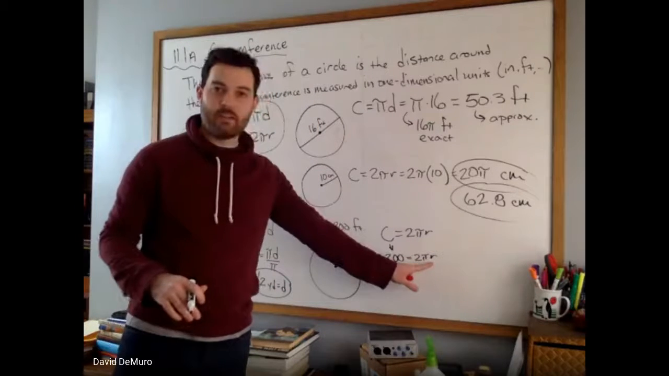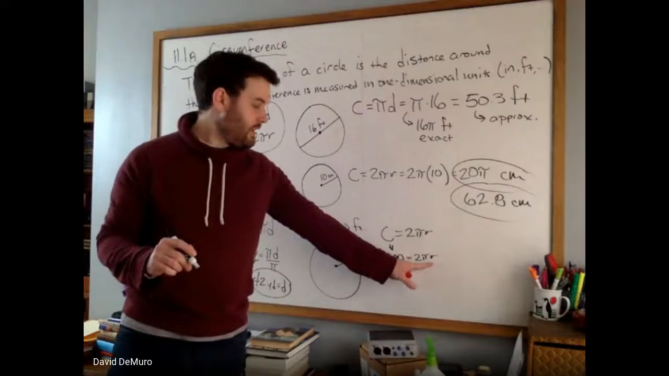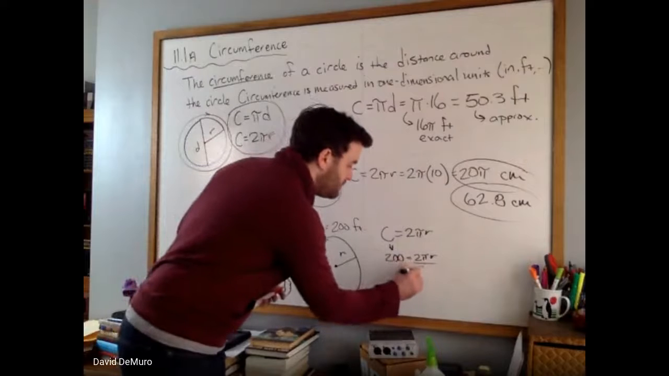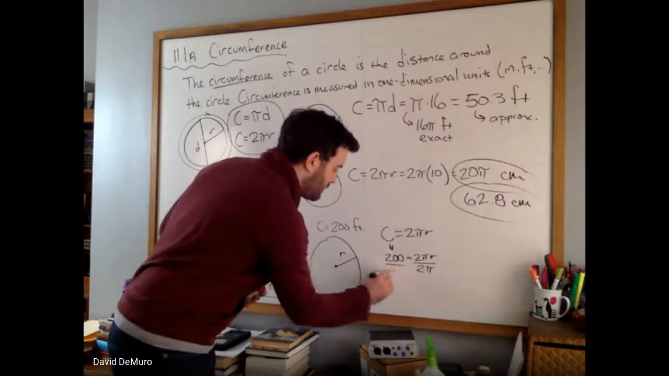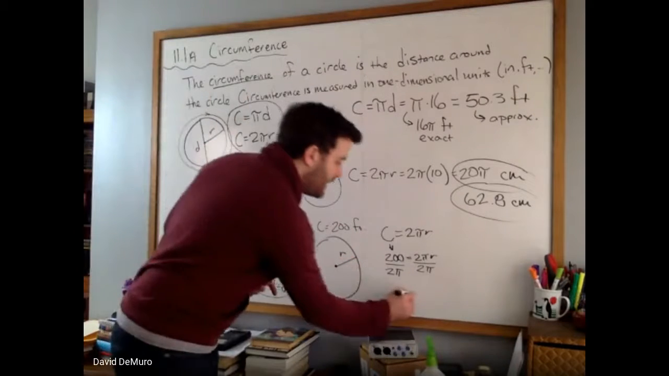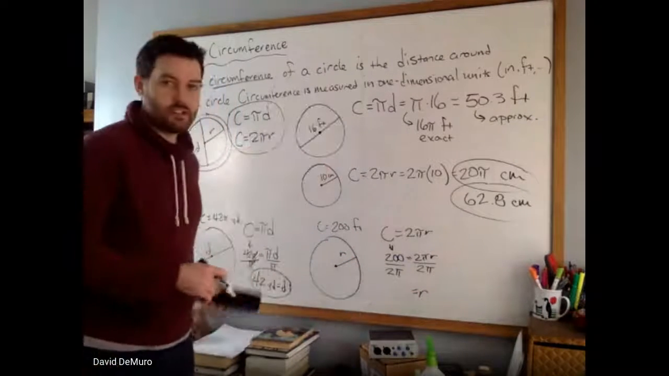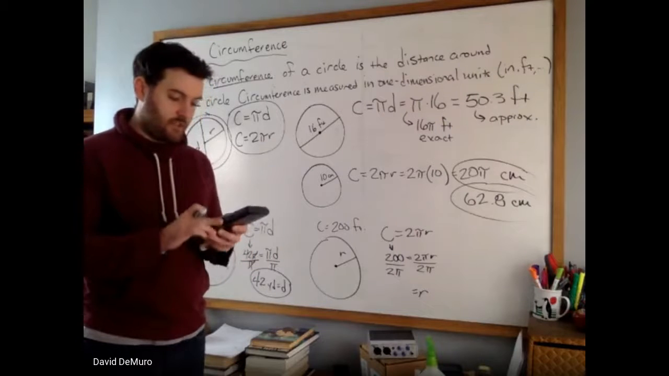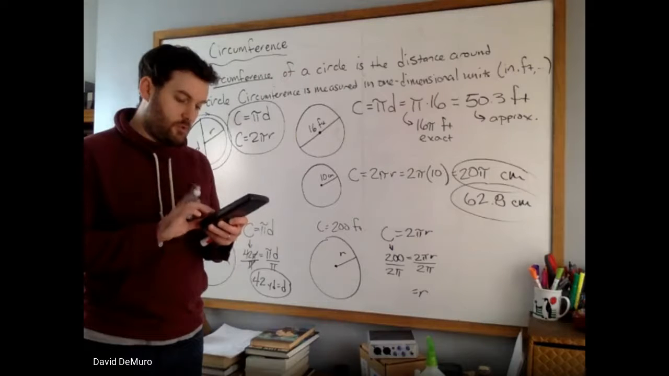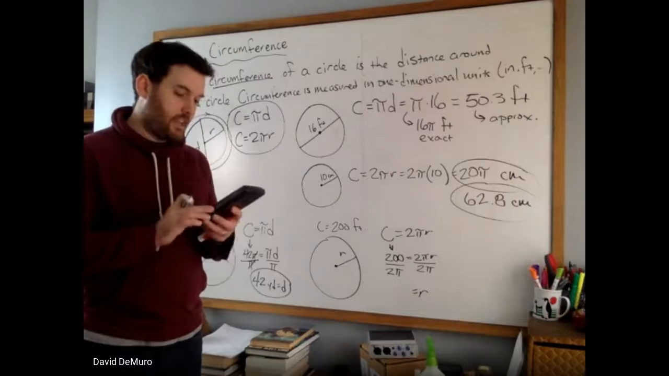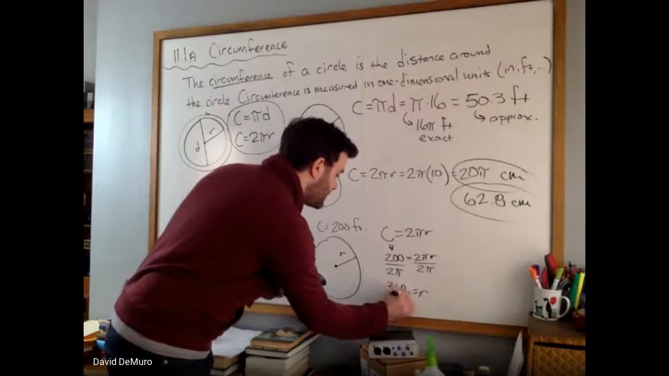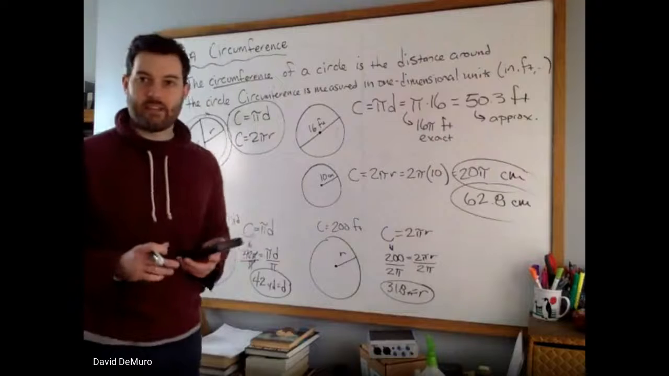I'm solving for radius, so I want to get that r all by itself. And so I need to divide away the 2 pi on both sides. So I'm taking 200 divided by 2 pi, and that's going to give me the radius of that circle. So on a calculator, we'll do 200 divided by 2 pi, and we'll get about 31.8 feet for that radius.